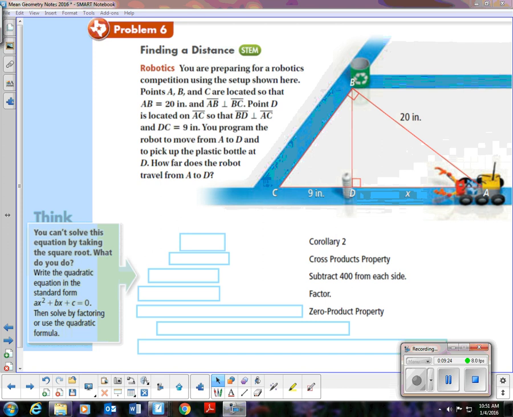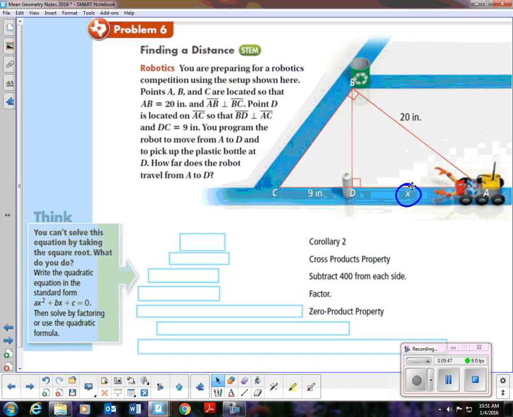Okay, so in this problem, you have this robot, and your robot's going to drive from A to C, and it's going to go from A to D, pick up the water bottle, and then you only know the distance of the water bottle from point C, and you know the distance from A to B. So you need to know this value right here, and you don't know that value. All right, maybe this is some sort of little project and you have to figure that value out.